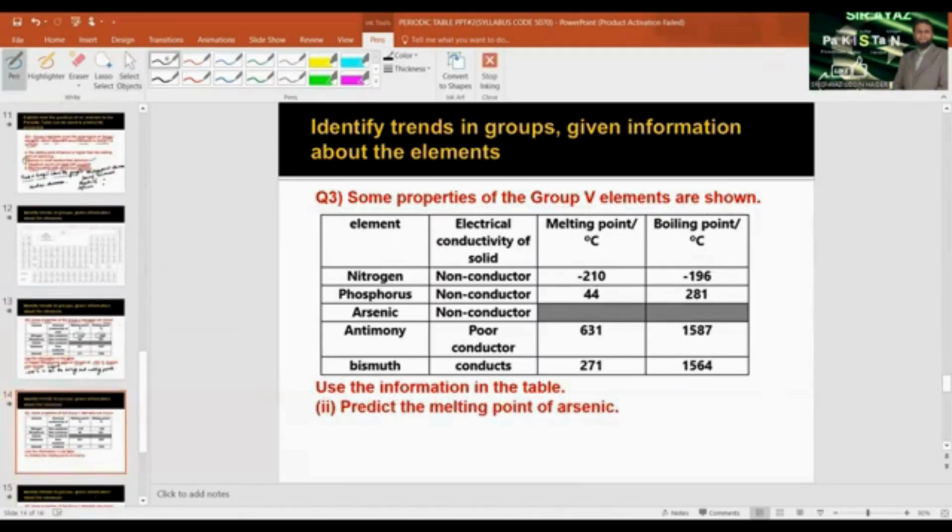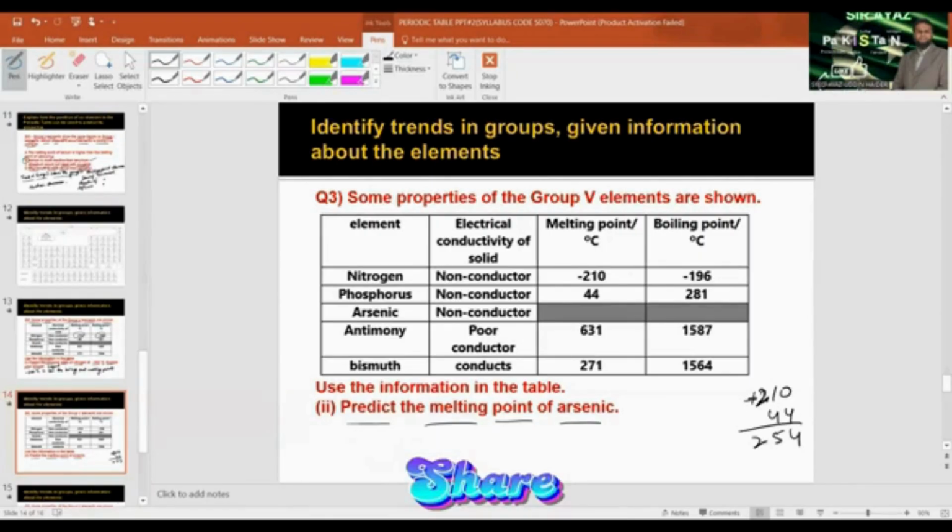Here's another part of this question. Predict the melting point of arsenic. How are you going to predict the melting point of arsenic? If you look at the melting points of nitrogen and phosphorus, what is the difference? The melting point of nitrogen is minus 210 and phosphorus it's 44. So what I will do, I will see the difference between these two. The difference of these two will be 210 plus 44. What will I get? I will get 254.